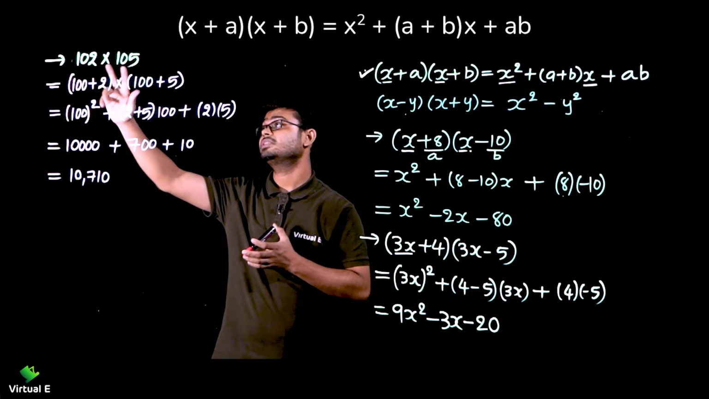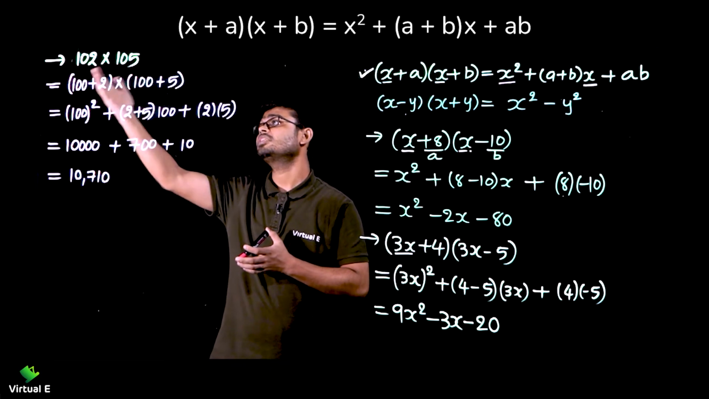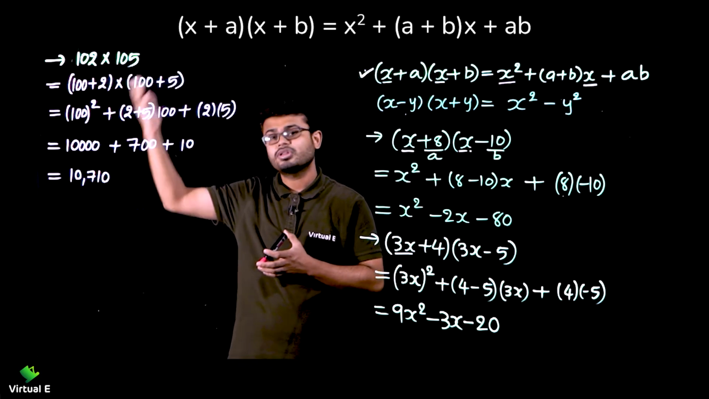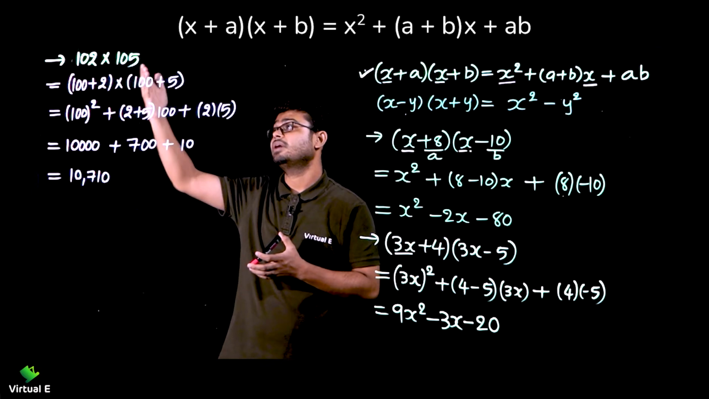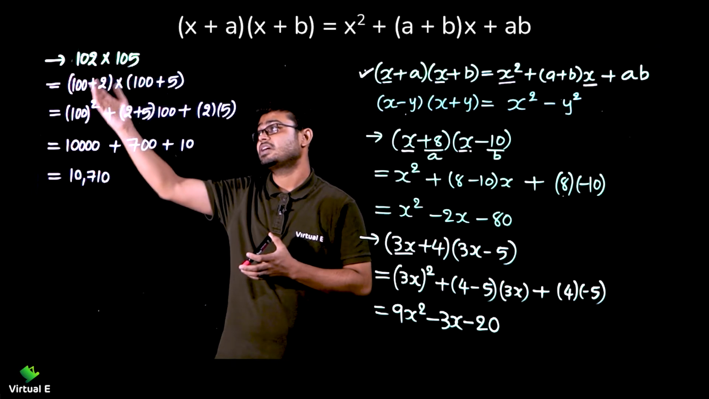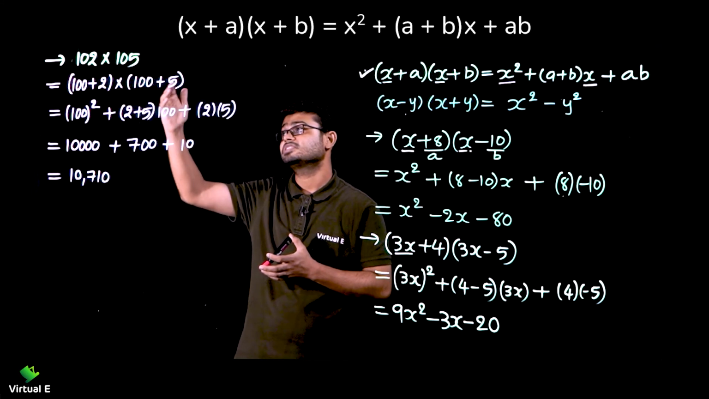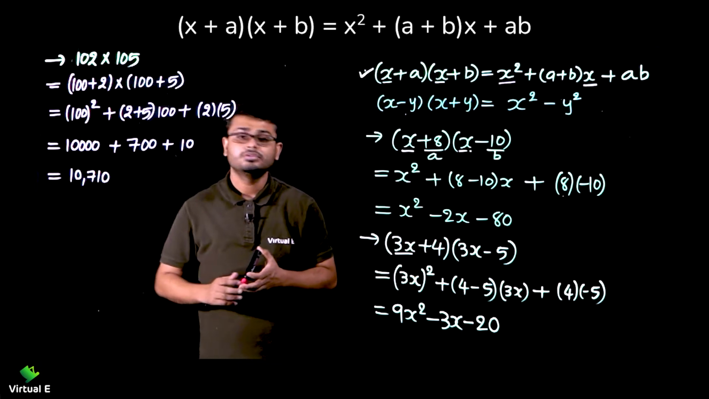The sign to use this identity is to see that both numbers are more than 100. Both of them are, right? And they are near to 100 as well, right? 102 and 105, they are near to 100, right? So we start from 100 plus 2 and 100 plus 5 as well. Now apply the identity and you need to solve it.